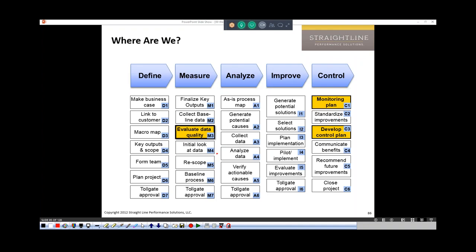So here are different places where you can use an MSA, as I said before. You can use it in the measure phase. That's the most common place. But you can also use it when you're developing a monitoring and control plan.